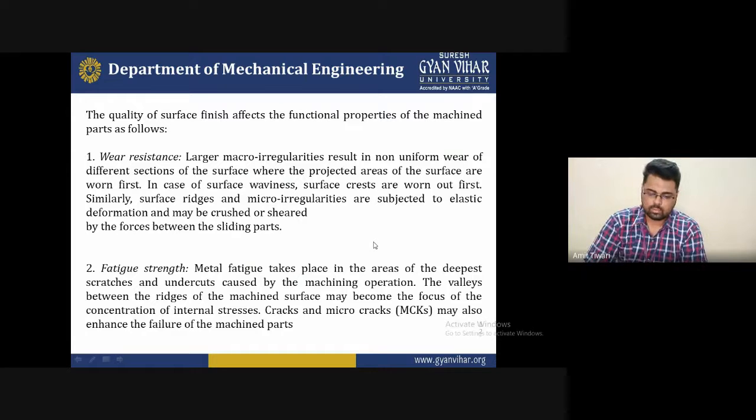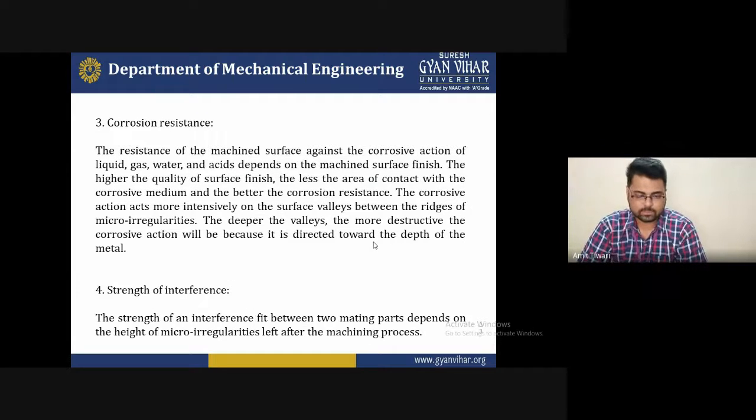The next point is corrosion resistance. Corrosion resistance is the resistance of the machined surface against the corrosive action of liquid, gas, water, and acid. Depending on the machined surface finish, the higher the surface finish quality, the lesser the area of contact with the corrosion medium, and the better the corrosion resistance. The corrosion acts more intensively on the surface valleys between the ridges of the micro irregularities. The deeper the valley, the more destructive the corrosion action will be, because it goes into the depth of the material.